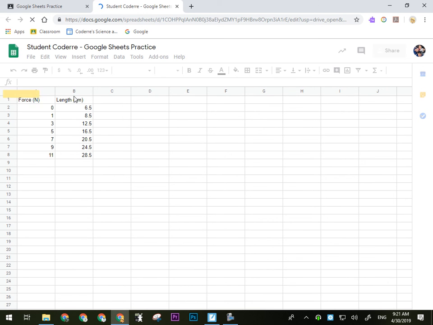So the first graph that you're going to have here is going to be data. I think this is for a rubber band. Still loading. The internet is blazing fast this morning.